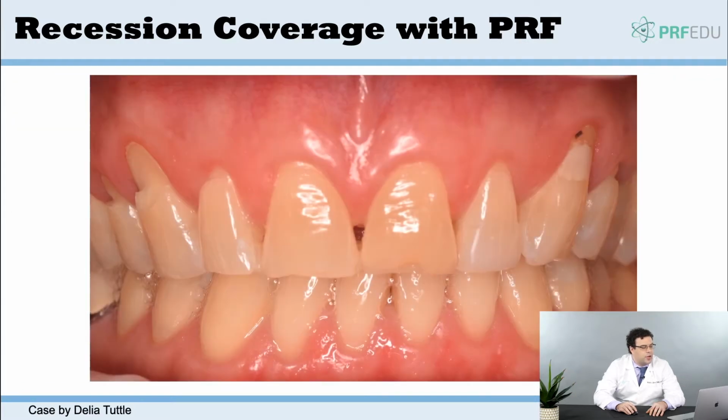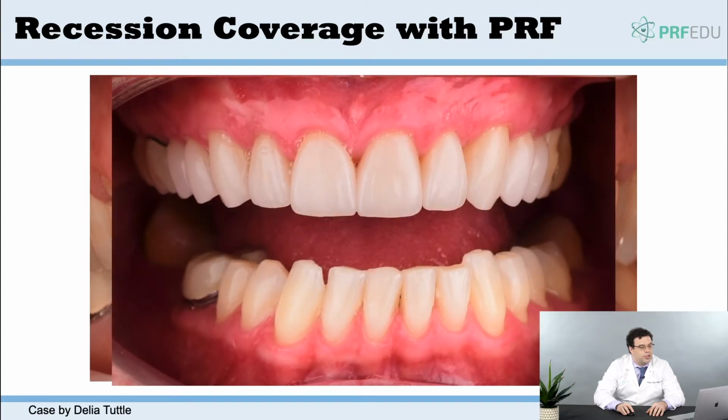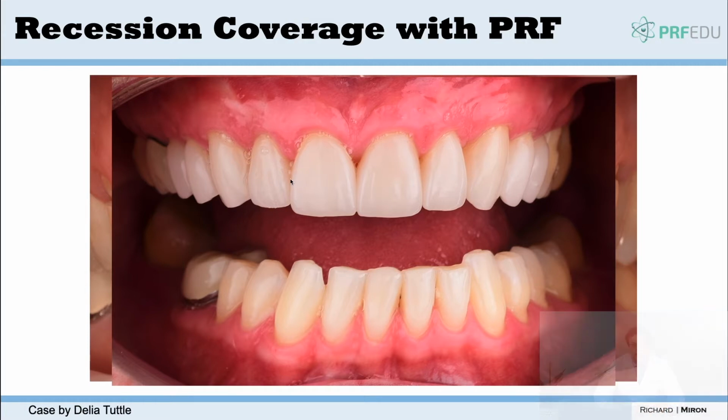And Dr. Tuttle, like I said, look at the before. Look at the recessions that are here. And this is a case that was treated 3 years ago. And of course, then she decided, and the patient accepted, to have some crowns placed, and a really, really nice final aesthetic outcome here. And again, it goes to show you that if you can follow some of these biological principles, you can achieve quite nice aesthetic outcomes with such cases.